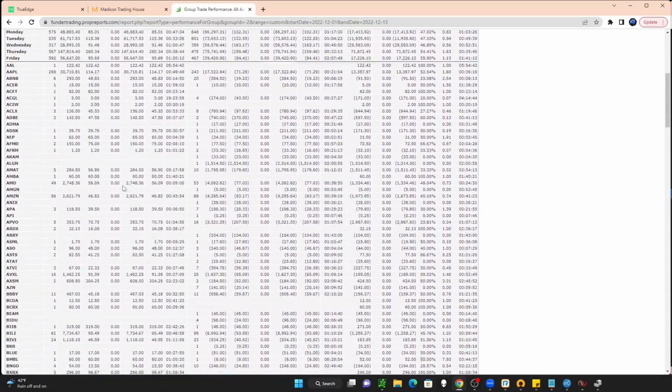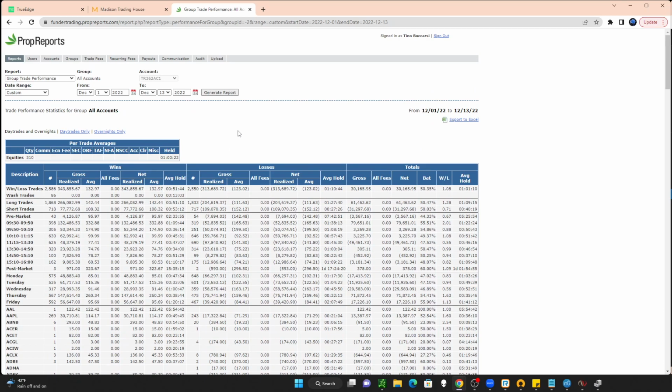So this is just your introduction to prop reports, but if you use this, it's going to help you. It's going to help you become a better, more effective trader by knowing when you're losing and when you're winning, so you don't keep coming back to the poker table when the hands are not playing your way.